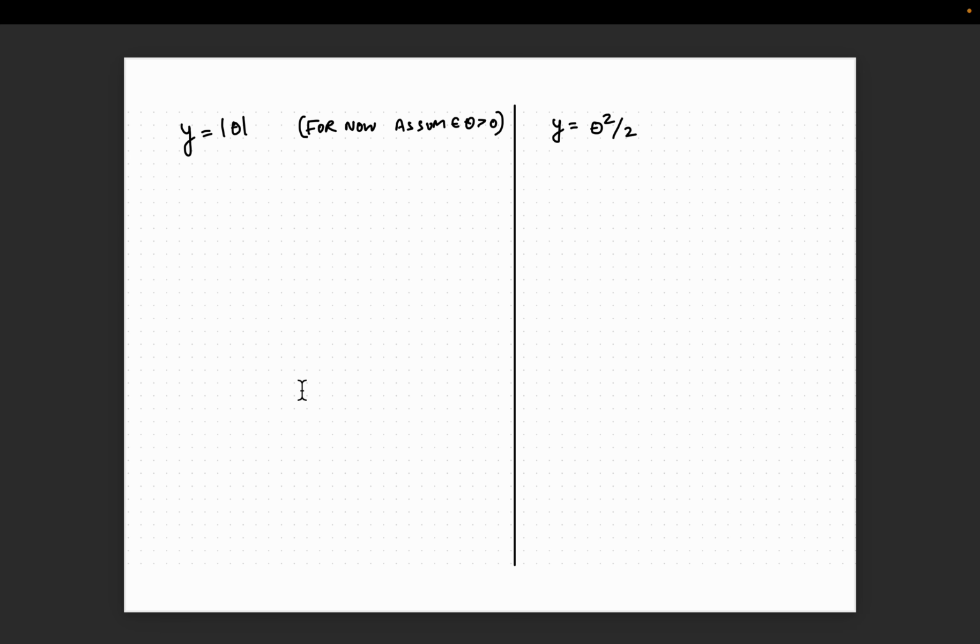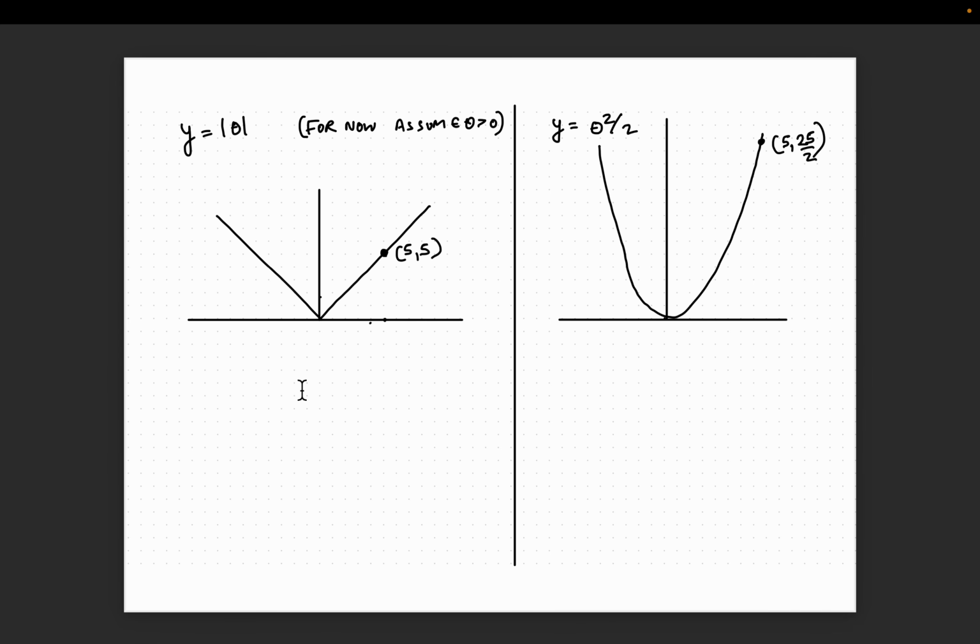The second intuition is somewhat easier to understand, but again it's an ad hoc intuition. So let's say that we have y equal to modulus of theta and y equal to theta square by 2. I want to obtain the minimum of these functions via gradient descent. I have started with theta equal to 5 in both the cases. So I have theta equal to 5, correspondingly y equal to 5, and theta equal to 5, correspondingly y equal to 25 by 2.